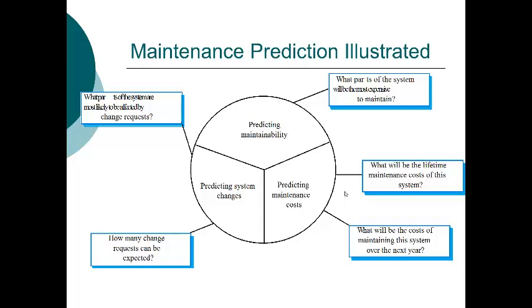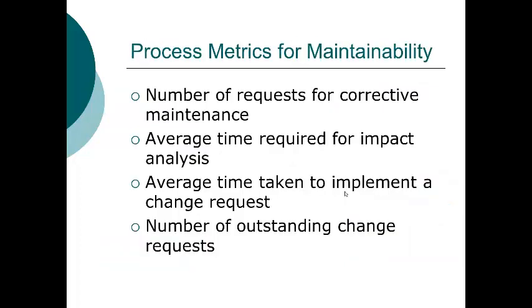If you have some data on the system for a few years, you can certainly base your estimates on past data, but as soon as the system goes into maintenance, I would say that your prediction is not going to be tremendously accurate unless you have something based on analogy with experience with previous systems that were similar. Now, after you actually have the system into maintenance, you can start collecting some process metrics to see how the maintenance process is going. Number of requests for corrective maintenance, average time required for impact analysis, average time taken to implement a change request, and number of outstanding change requests.